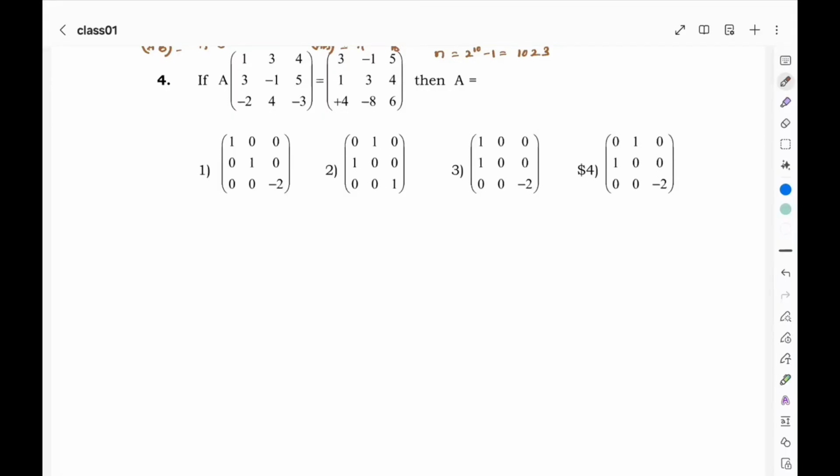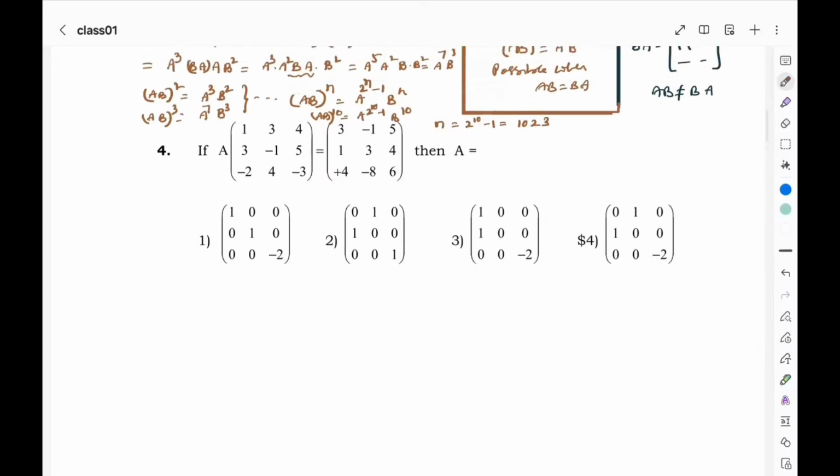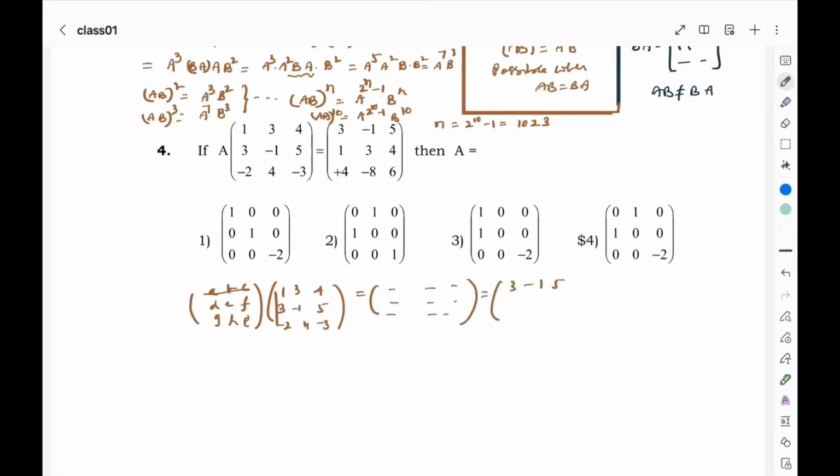In this third problem, actually, how do you find A? There are two ways. One is you assume A as a 3 by 3 matrix with entries A, B, C, D, E, F, G, H, I, multiply, and multiplying first row with first column, then equate with 3, minus 1, 5. Then you will have equations. Solving those, you get 9 variables, which is very lengthy.